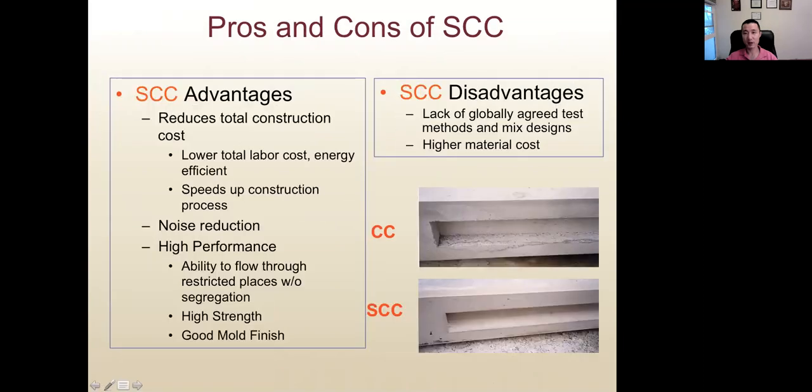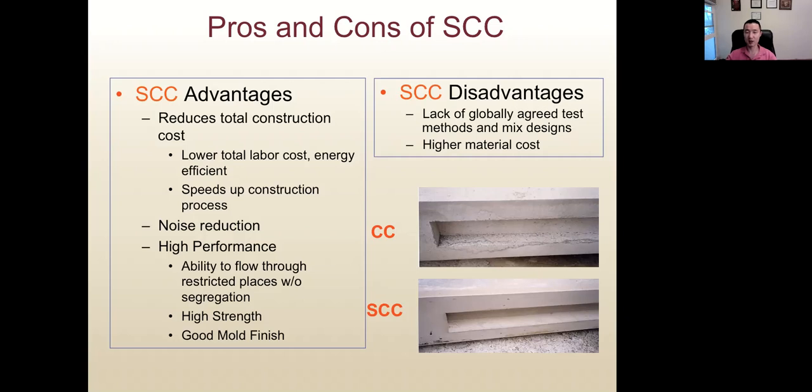All right, so compared to traditional concrete, the good point about SCC is it can reduce the total construction cost. The total material cost will be higher because we need more cement paste. We need more cement. We also need chemical admixtures such as superplasticizer, so that will also increase the cost. But the labor cost will be lower because we have faster construction. We do not need labor to consolidate the concrete.